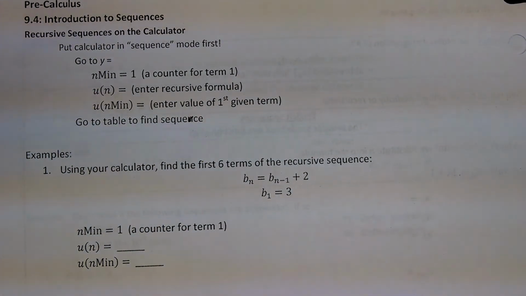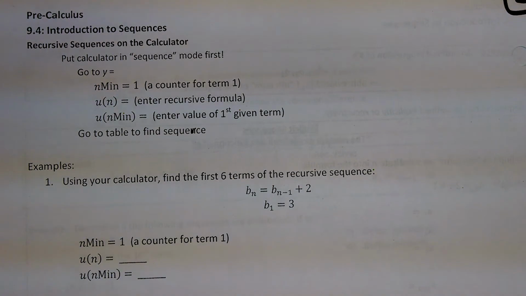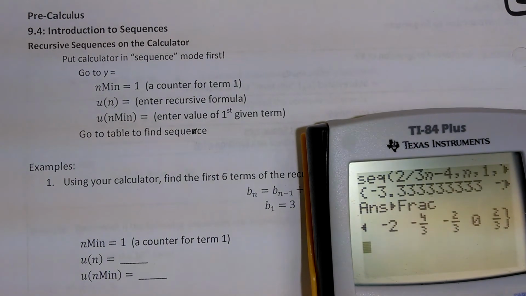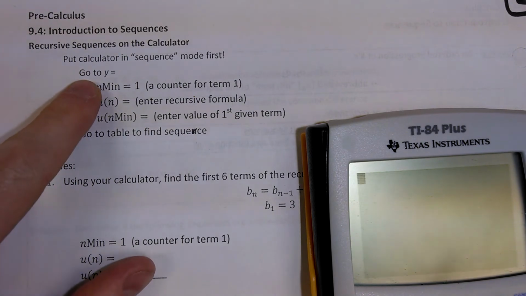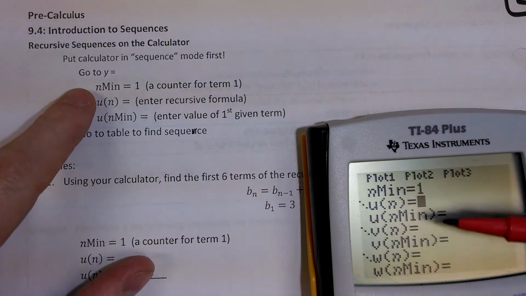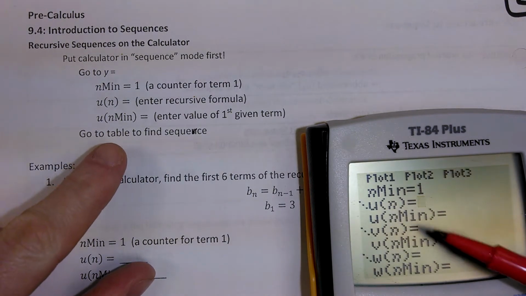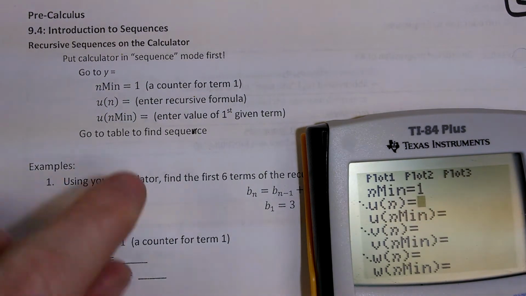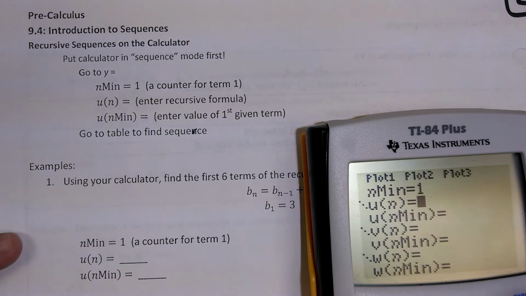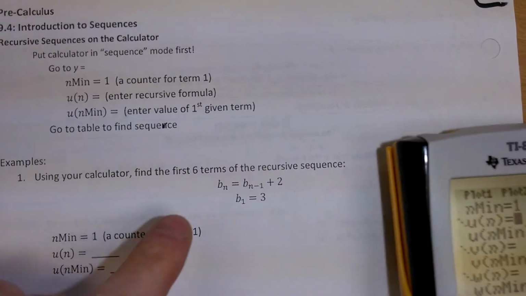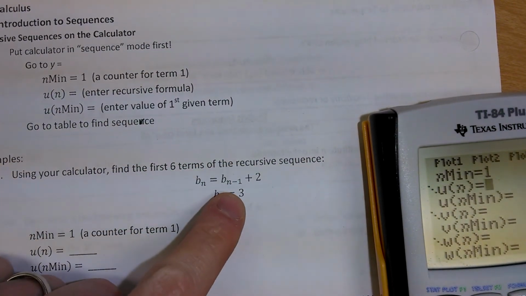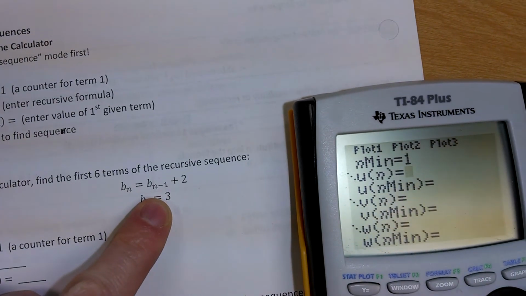Okay, so recursive sequences can also be done in our calculator. Make sure we're in sequence mode. So then go to y equals, and you notice a different looking y equals screen. We've got u of n and u of n min, and n min equals 1 first. So we're going to leave that 1 the way it is. Let's do this first example. We want to find the first 6 terms of this recursive sequence.